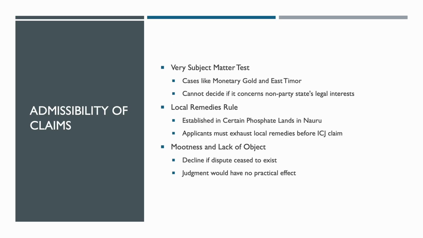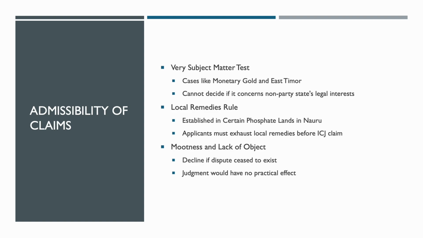Admissibility of claims. Even when the court has jurisdiction, it may decline to exercise it if the claim is inadmissible. Several grounds for inadmissibility have been developed through the court's jurisprudence, such as the very subject matter test. In cases such as Monetary Gold and East Timor, the court has held that it cannot decide a dispute if the very subject matter of the decision would concern the legal interests of a state not party to that particular proceeding. The second one is the local remedies rule.